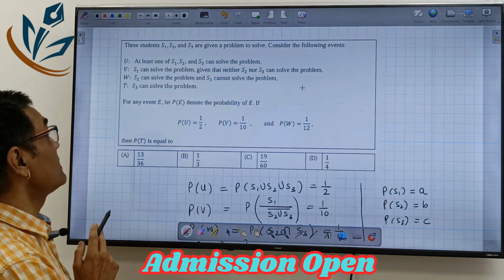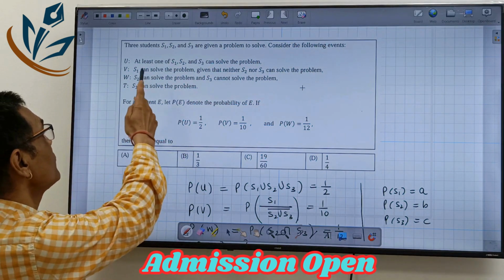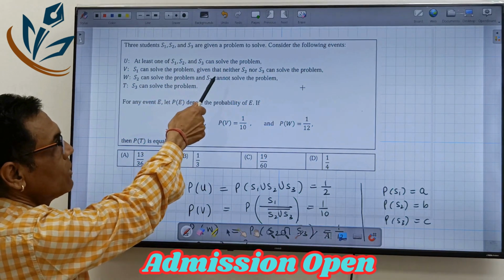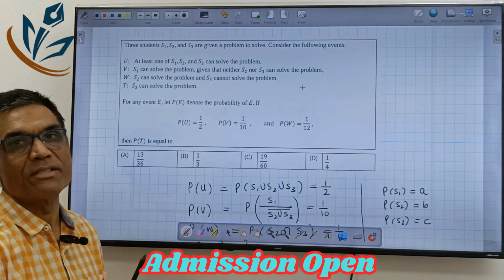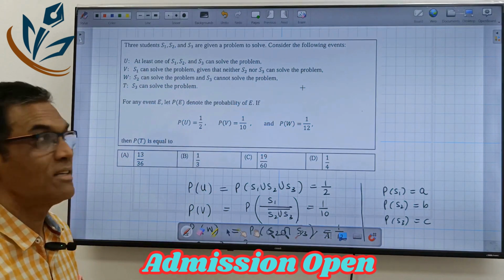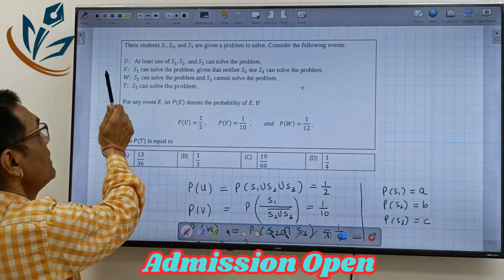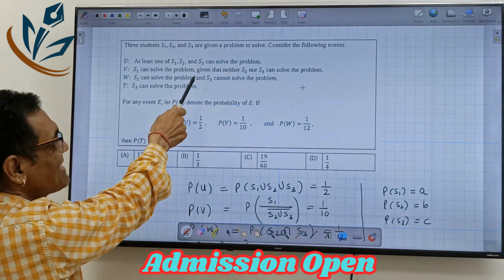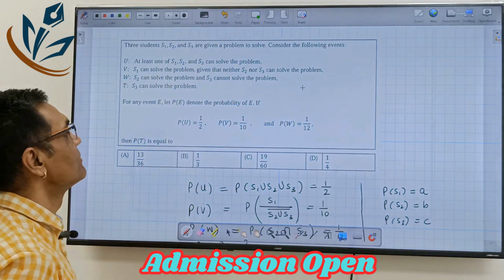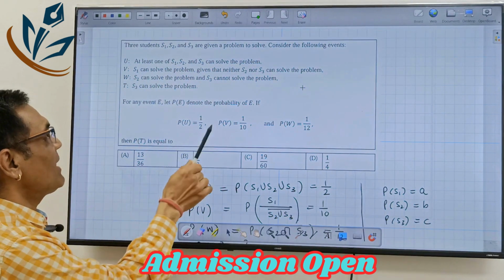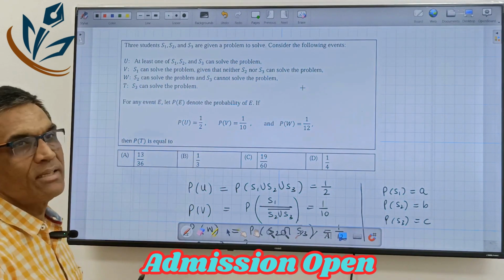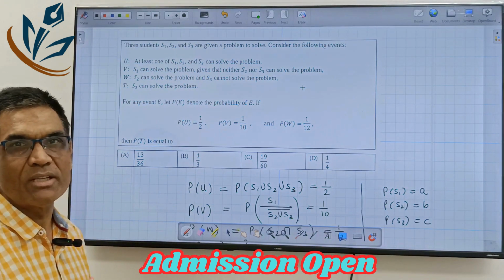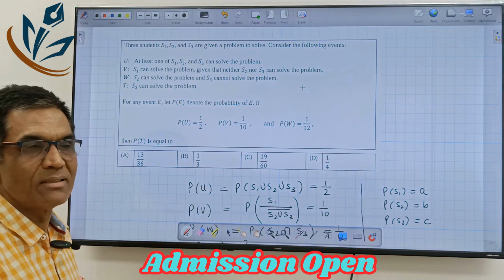Let us understand the problem. The problem says 3 students S1, S2 and S3 are given a problem to solve. Consider the following events. Let's understand the events. Event U: at least one of S1, S2 and S3 can solve the problem. Just visualize what he is trying to say. This means we want the probability of S1 union S2 union S3.